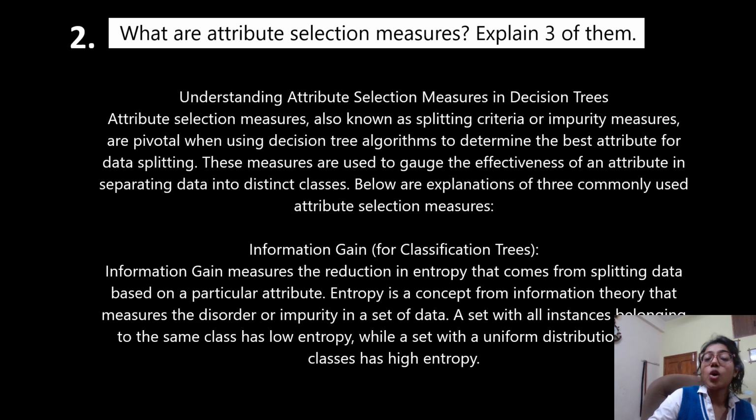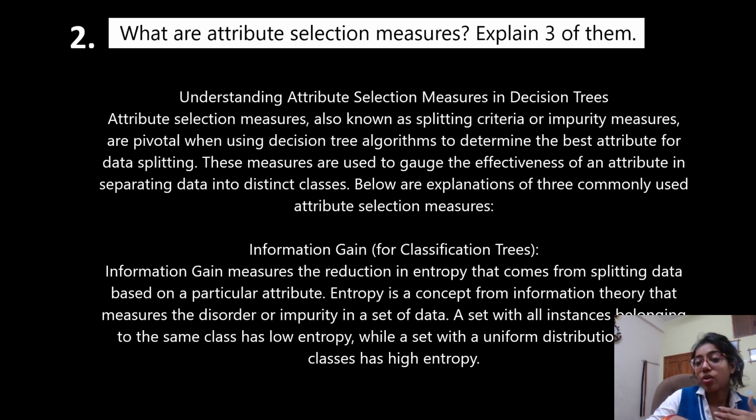Okay, question 2. What are the attribute selection measures? Explain three of them. So attribute selection measure is also known as splitting criteria or impurity measures. These are pivotal when using a decision tree algorithm to determine the best attribute for data splitting. These measures are used to gauge the effectiveness of an attribute in separating data into distinct classes.